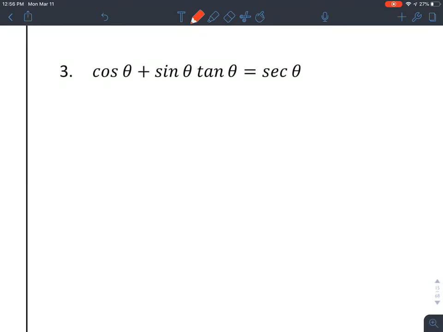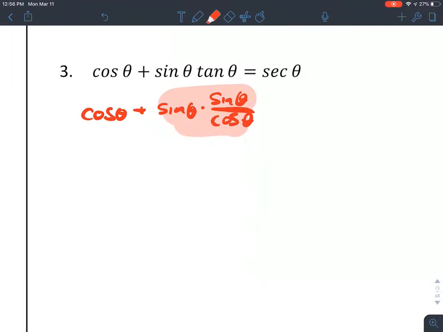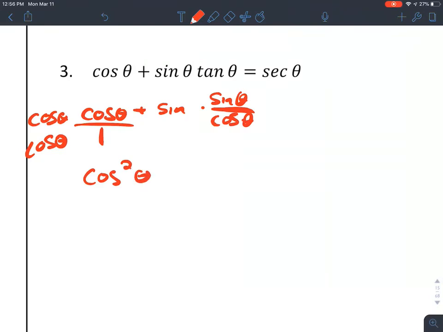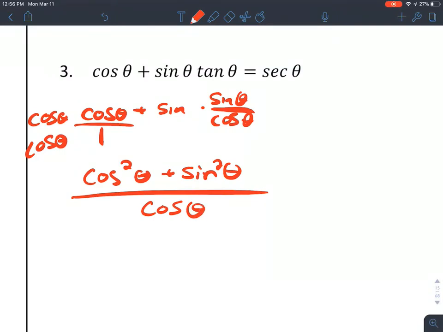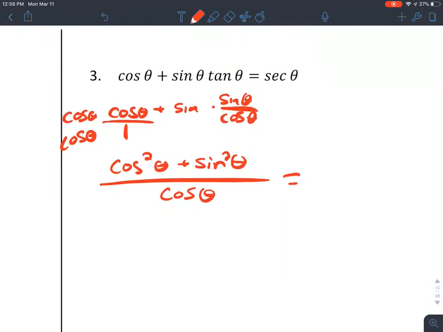Number 3. I'm going to change everything in terms of sine and cosine on the left side of the equation. See what that does for me. In order to multiply these together, it's going to be sine squared over cosine. So in order to have common denominators, I'm going to multiply this cosine over here by 1 in the form of cosine over cosine. That way we have common denominators. That's going to give us cosine squared of theta plus sine squared of theta over cosine of theta. That's me adding the two fractions together.